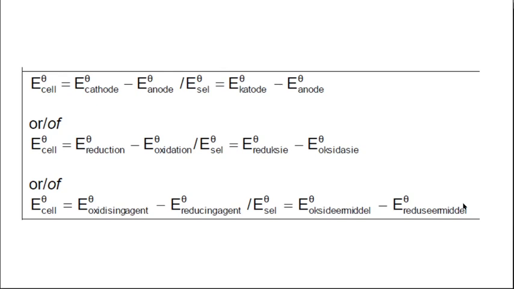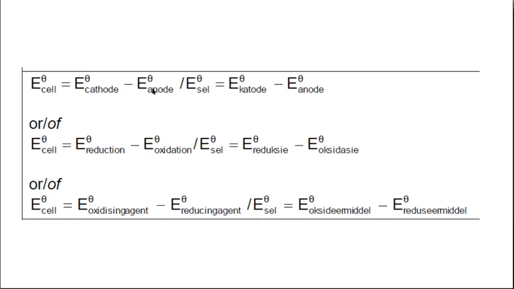Okay, remember we're going to use these values to find this formula from the data sheet to find the value. Remember again, if you find EO cell, you have to write out the formula EO cell equals EO reduction minus EO oxidation, or EO cell equals EO cathode minus EO anode. Make sure you write out the whole word. Do not use abbreviations.